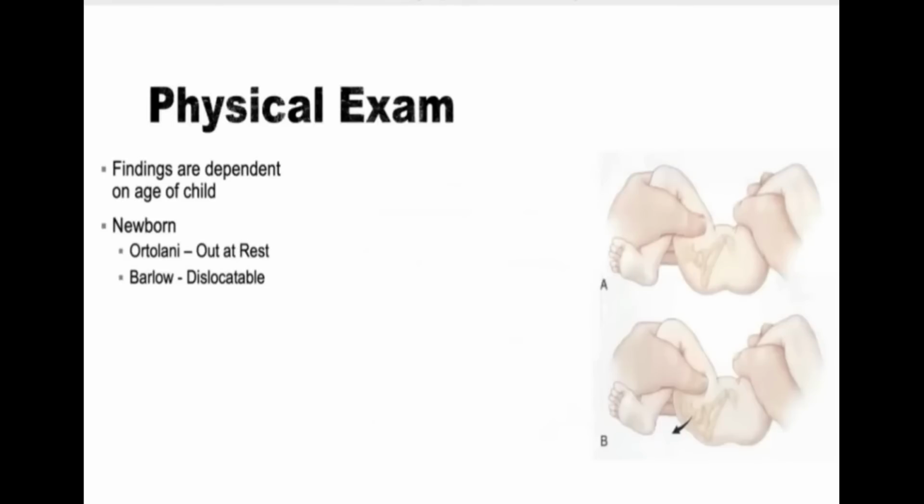So the physical exam is really dependent on the age of the child. The easiest time to detect it is in the newborn period, and trying to differentiate. What we can see here is what is a Barlow hip. So this is a Barlow positive hip. This hip is in at rest, but with adduction and posterior pressure on the hip, you can take that hip that's in socket at baseline and dislocate or subluxate it out the back. That's a Barlow positive hip.